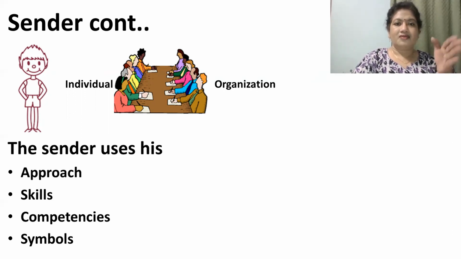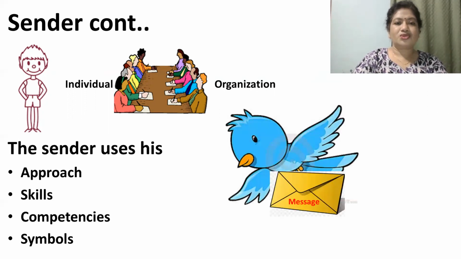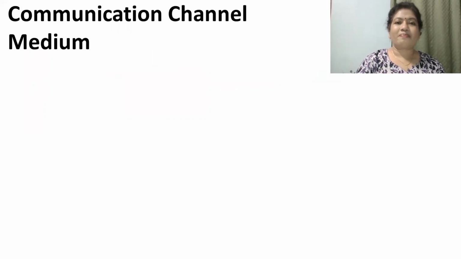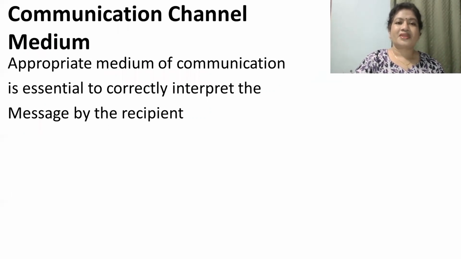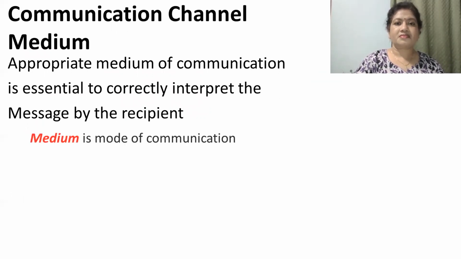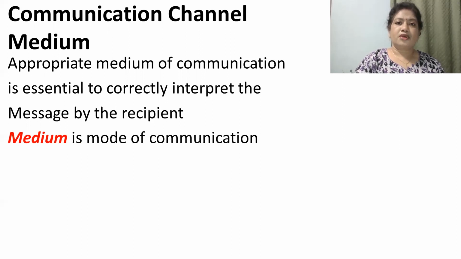So, sender, one person. Now we are going to the next one, that is receiver. Using all these things, the sender sends the message. And oh, sorry, when you are sending the message, there has to be a channel. The channel is called medium, and it has to be an appropriate medium. It cannot be any medium, because that is the mode of communication.